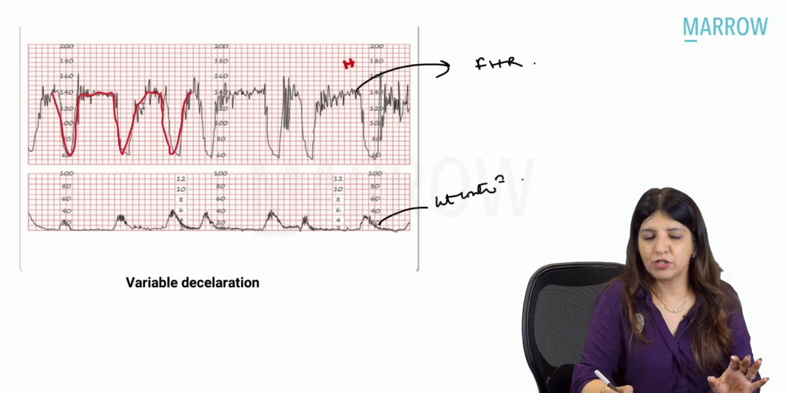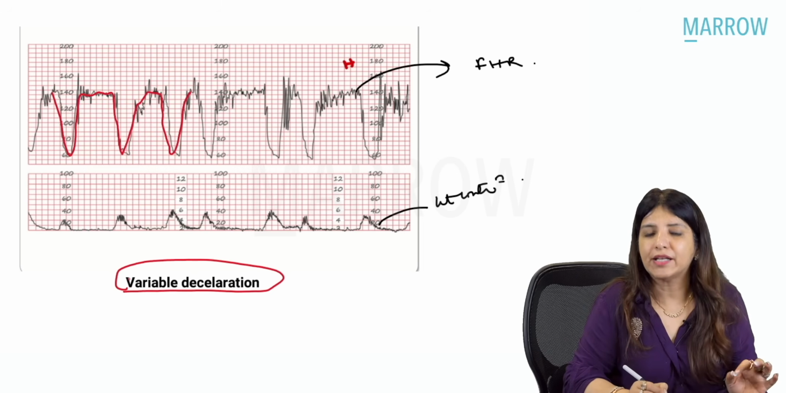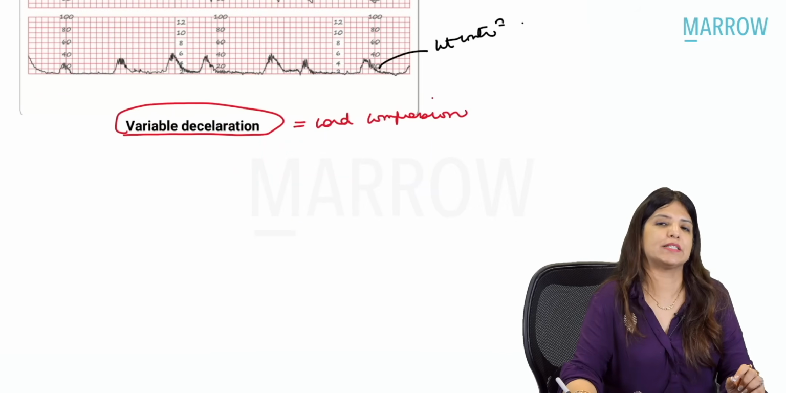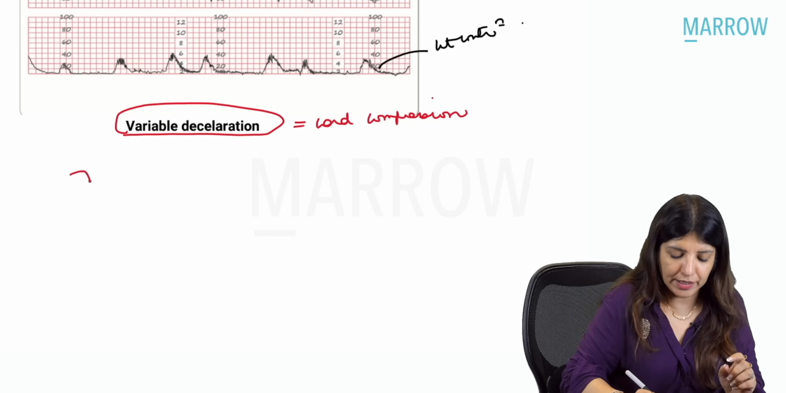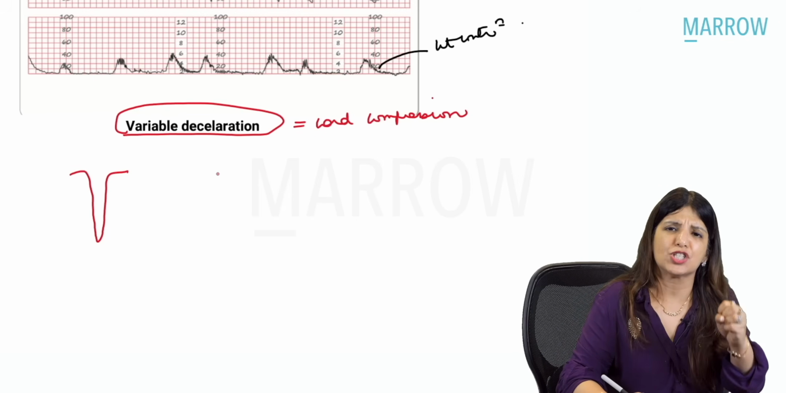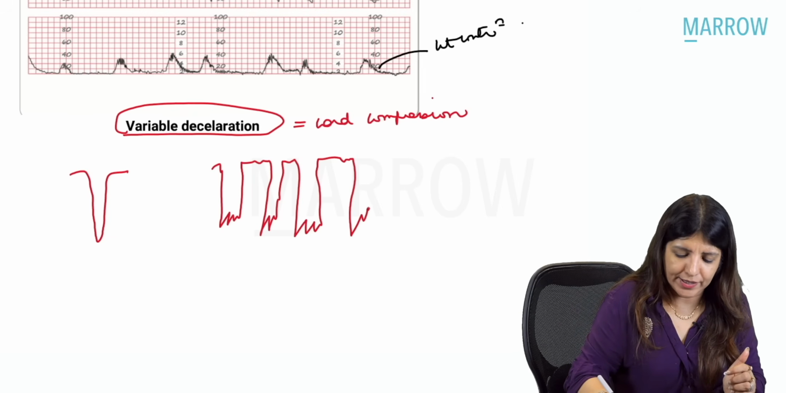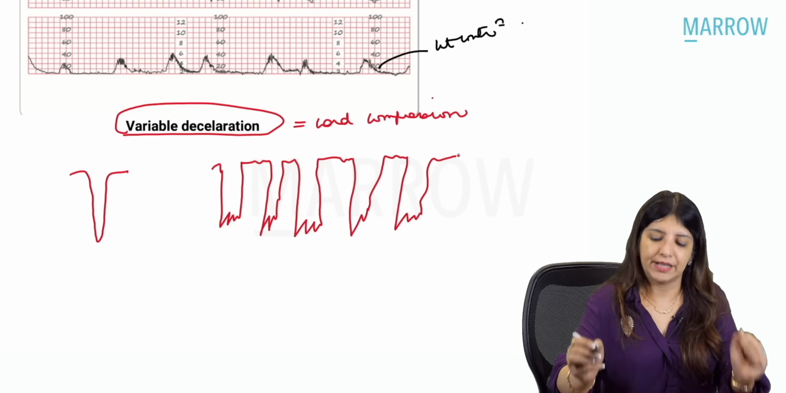Whenever you get a V-shaped dip, that means you are looking at variable deceleration. Variable deceleration is seen in case of cord compression. So whenever the cord of the baby is getting compressed, that leads to variable deceleration. Please remember, either the dip can be V-shaped, or sometimes the decelerations are happening so quickly that you may get an image like this, right? Even if you are getting an image like this, that means it is variable deceleration.